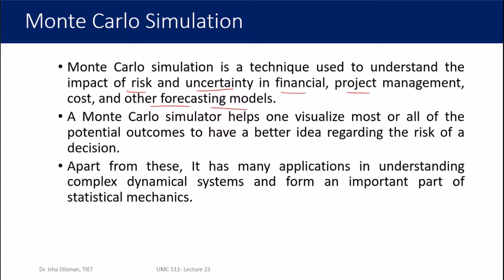So to estimate the risk or to predict the outcome of our experiment, we use Monte Carlo simulation. A Monte Carlo simulator helps one visualize most or all of the potential outcomes regarding the risk of a decision: if you choose this, then this might happen. If you choose this, then this might happen. The answer of a stochastic process is never that this is going to happen. It's always that this might happen or this probably would happen, right? So that's why I'm speaking in that context.